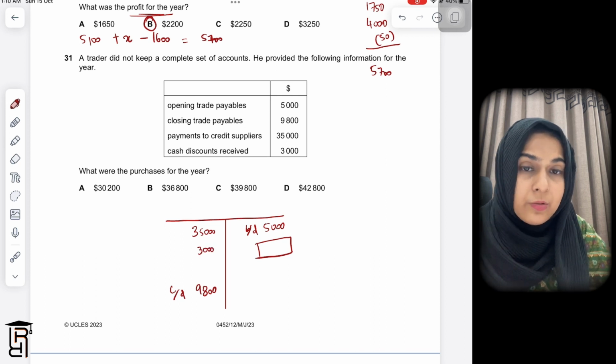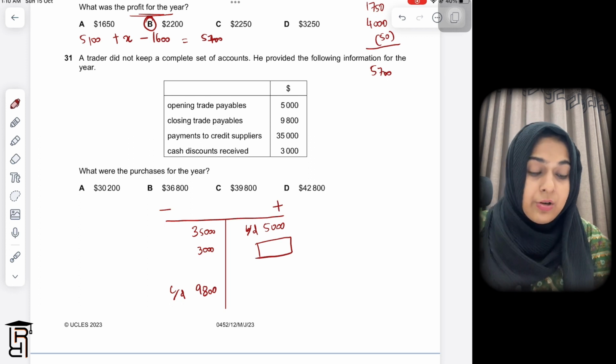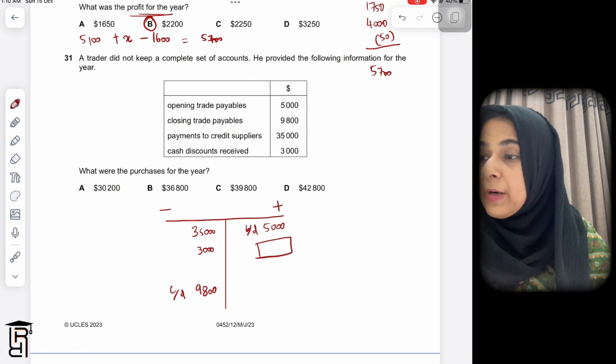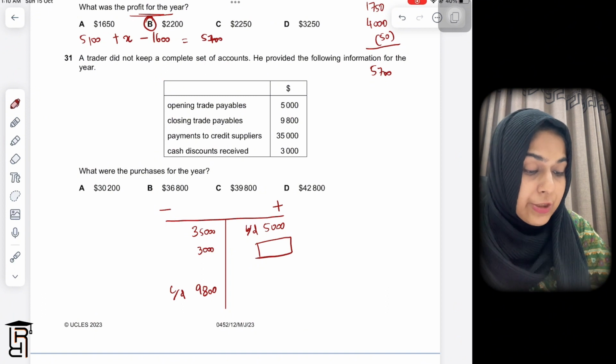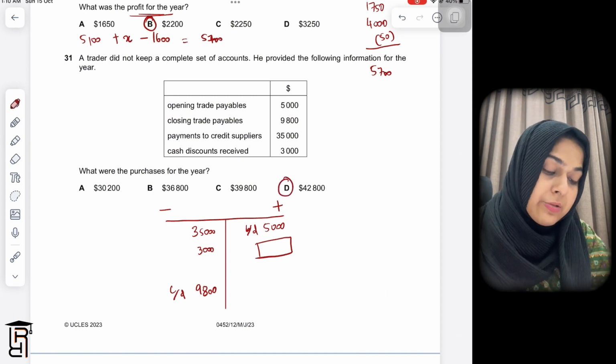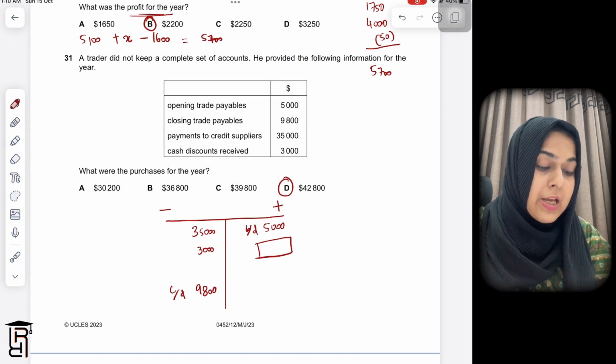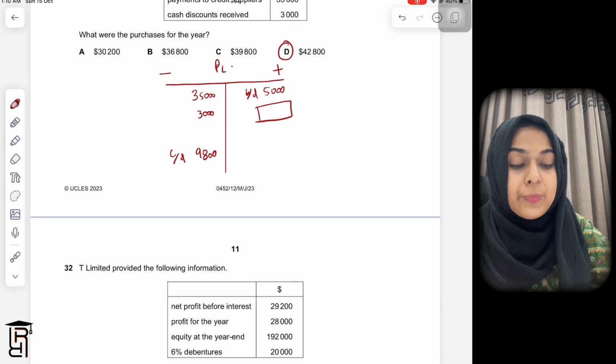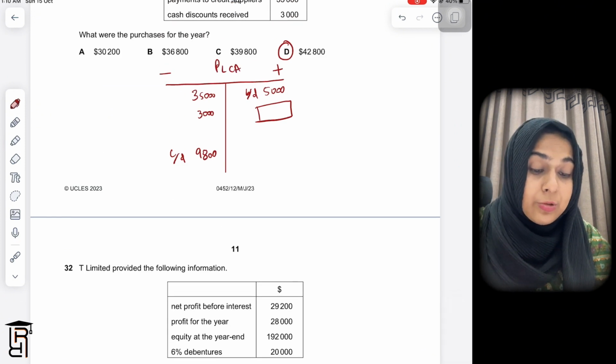So this is based on the rule that whatever increases your trade payables, you record on the credit side. Whatever decreases your trade payables, you record on the debit side. So if you total the debit side minus the credit side, your answer should come out to be D, 42,800. So 35,000 plus 3,000 plus 9,800 minus 5,000 should be 42,800. So you have used a purchase ledger control account to calculate the total purchases in this case.